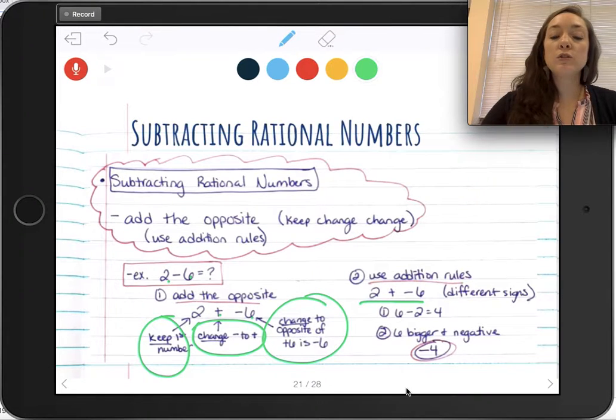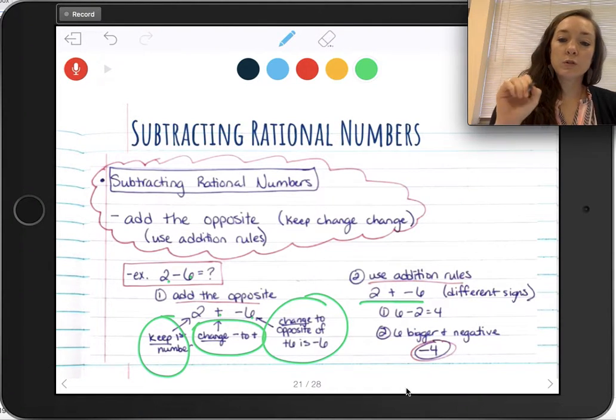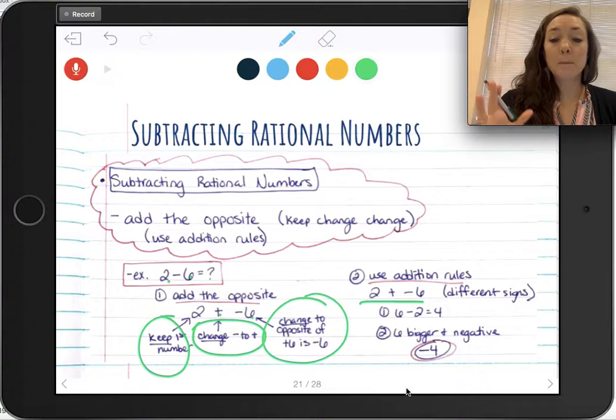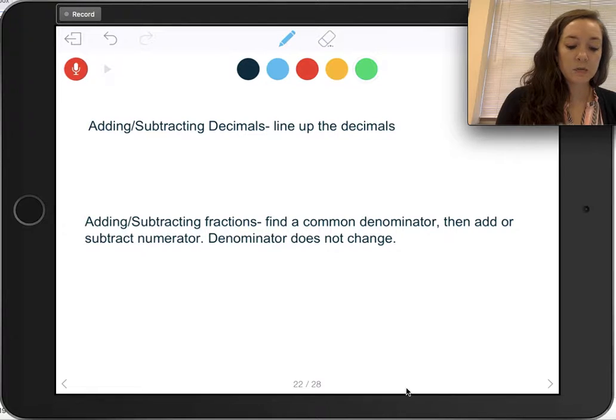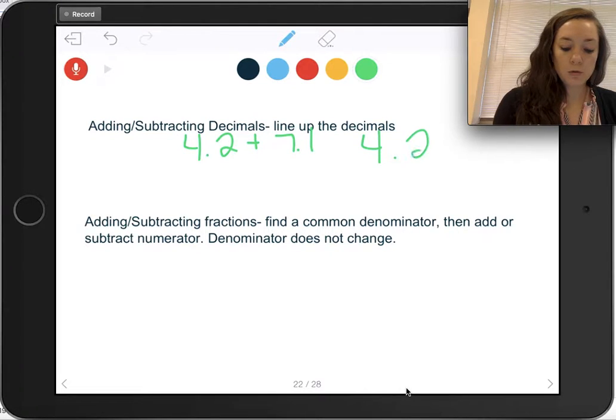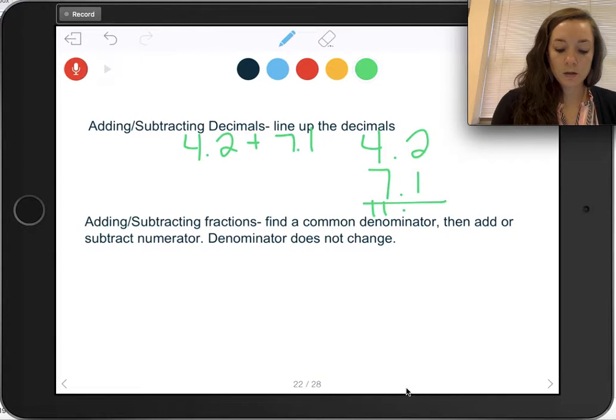And if you need to draw the counters with these, by all means do that. But when you get to those decimals and those fractions, that's when you may need to actually do some of this algebraic thinking. So, just to remind you as well, adding and subtracting decimals, line up your decimals. So if I have 4.2 plus 7.1, line your decimals up so I know my answer is going to line up as 11.3.